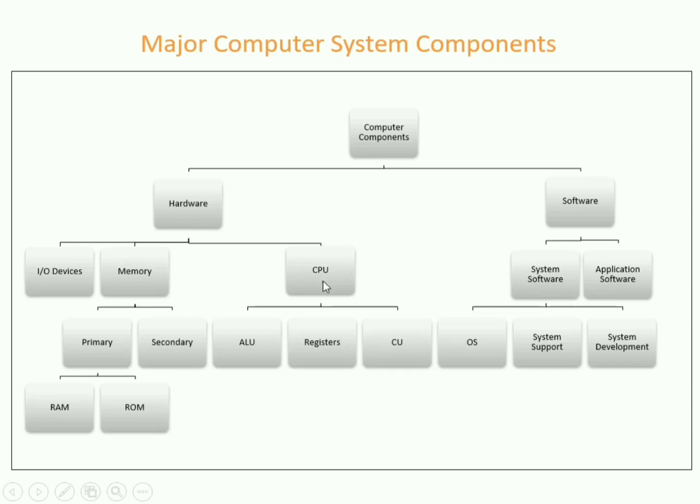The CPU, which stands for Central Processing Unit, is technically the brain of the computer. It is also called microprocessor or processor for short. Like the human brain, it does all the thinking and the decision making. It has three major units: the ALU, the registers, and the CU.